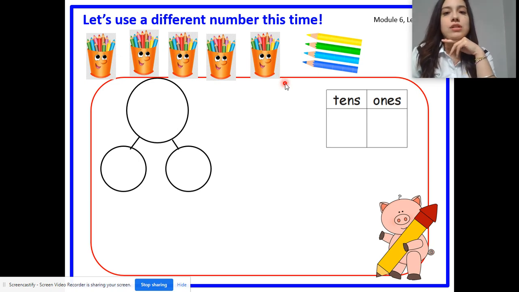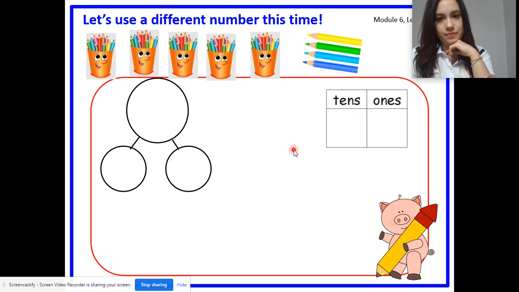So let's count the groups of tens first. Let's see how many tens I have. Ready? 1 ten, 2 tens, 3 tens, 4 tens, 5 tens. So boys and girls, how many groups of 10 do I have? How many tens? Get ready? Yes, 5 tens. So make sure you go ahead and write 5 tens in your place value chart. Just like Miss Gomez.